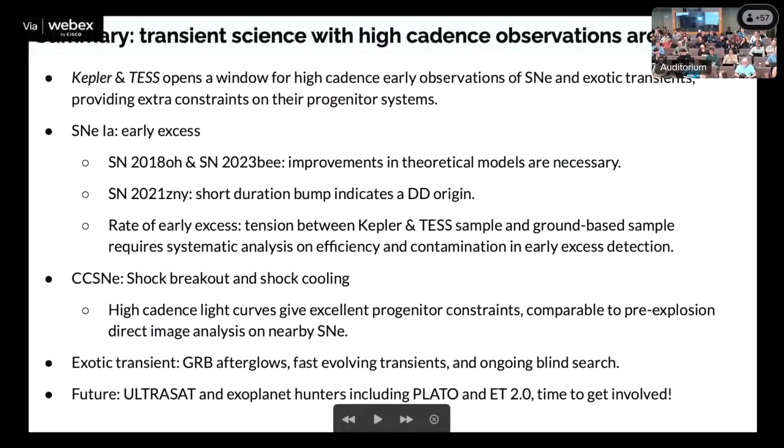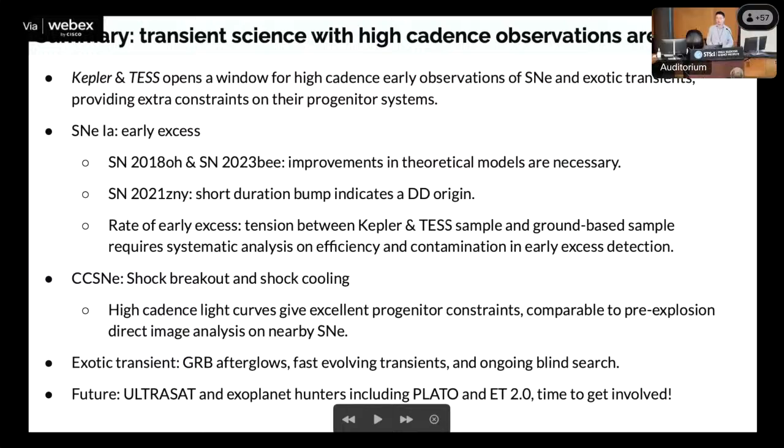More questions? Thank you for the wonderful talk. I'm curious about figuring out what the mechanism for the early excess is. Other than the photometry, is there any other signature we're looking for to differentiate different models?